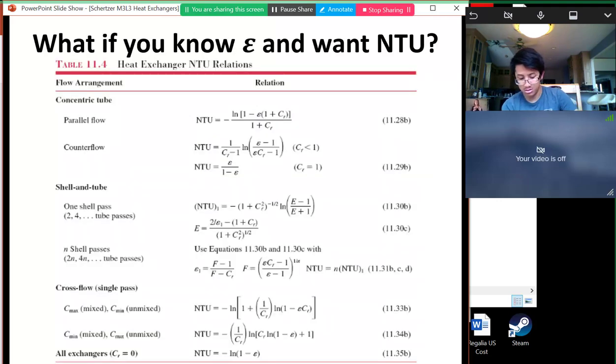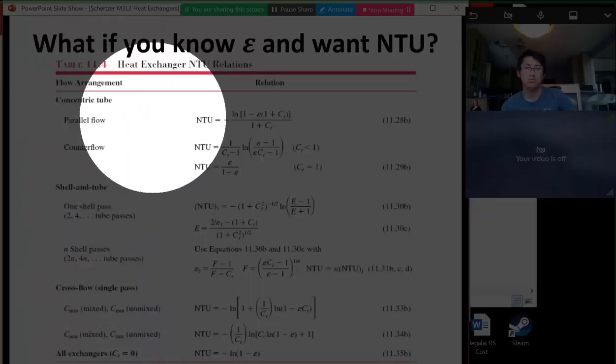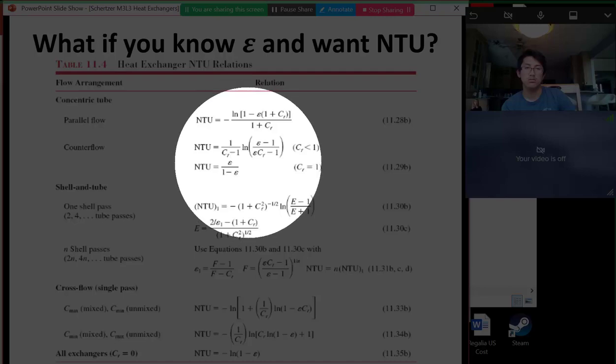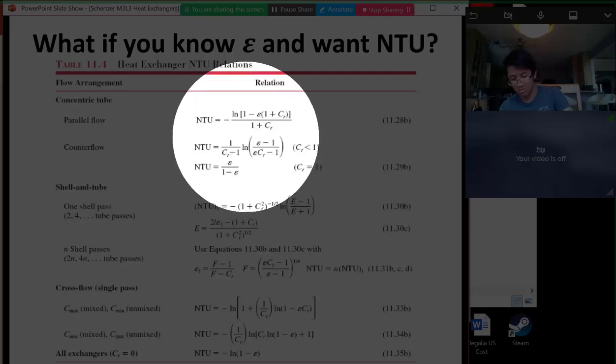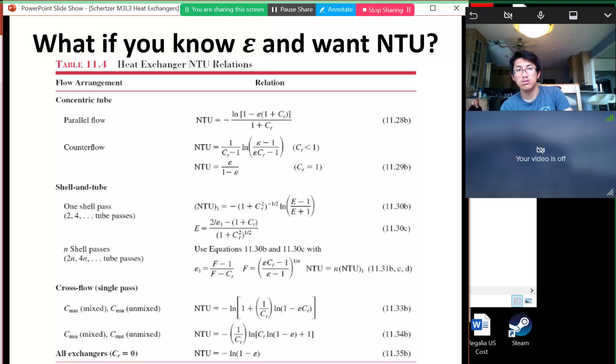So if I'm trying to find the size of my heat exchanger using the effectiveness-NTU method, then I'm going to want to look at table 11.4 over here. This is almost the same. These are all the same equations, just rearranged a little differently so that NTU is on the left side instead of effectiveness. So again, if I know my geometry and I can pick the right equation for my situation, I can plug the values in here and get NTU. And then once I know NTU, I can use the definition of NTU to find the area.